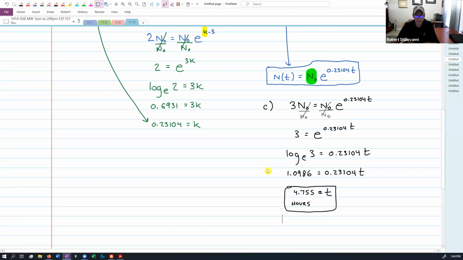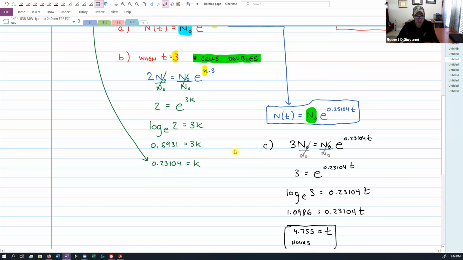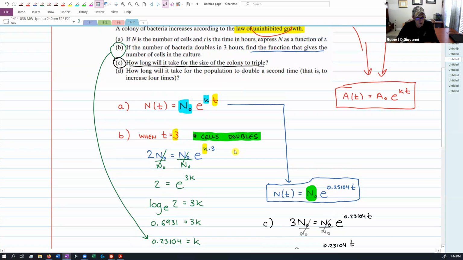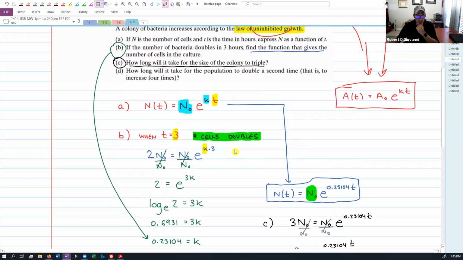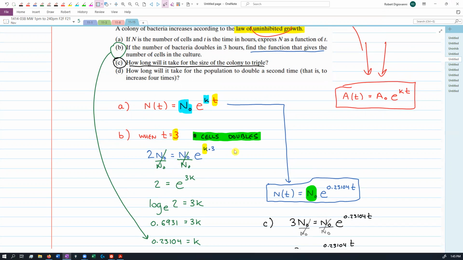Questions? Let's see what the last question is asking. How long will it take for the population to double a second time? That is to increase 4 times. What do y'all think? Can we do this without doing any work? Can we just multiply the doubled value by 2?